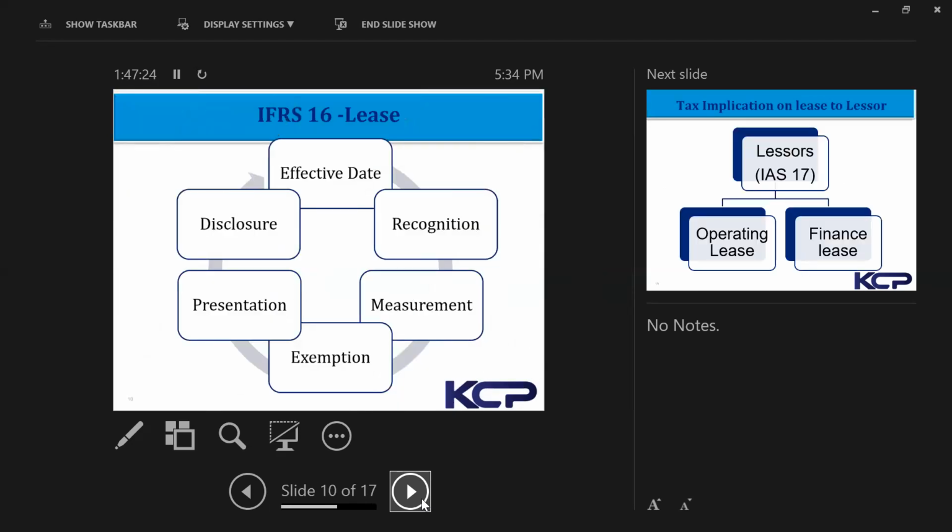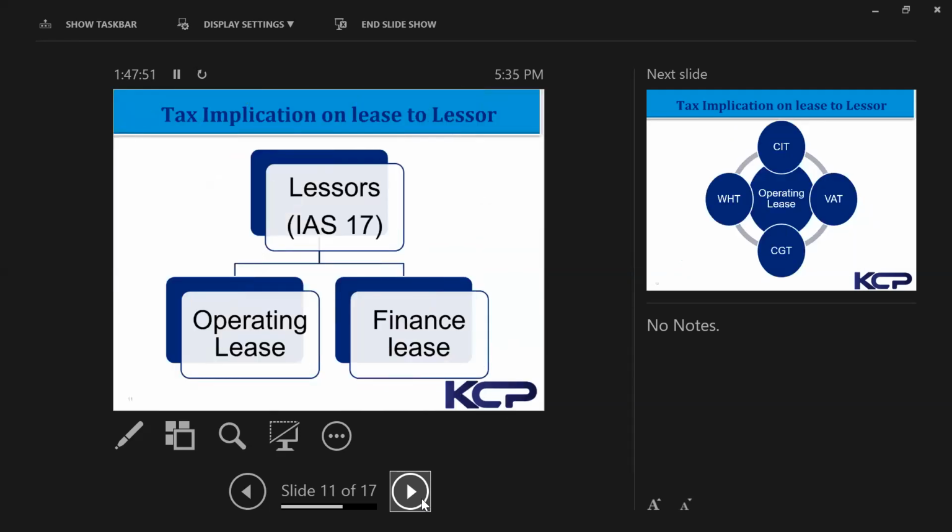So we've talked about the effective date, we talked about the recognition, at what point do you recognize, how do you measure, we've done several things on that. What are the exemptions? That is what we talk about, the short term lease or the low value lease assets, right? Then how do you present? That is how do you make the presentation on your income statements and the likes? Then disclosure, the additional stories you have to tell about it. So this is just a further.